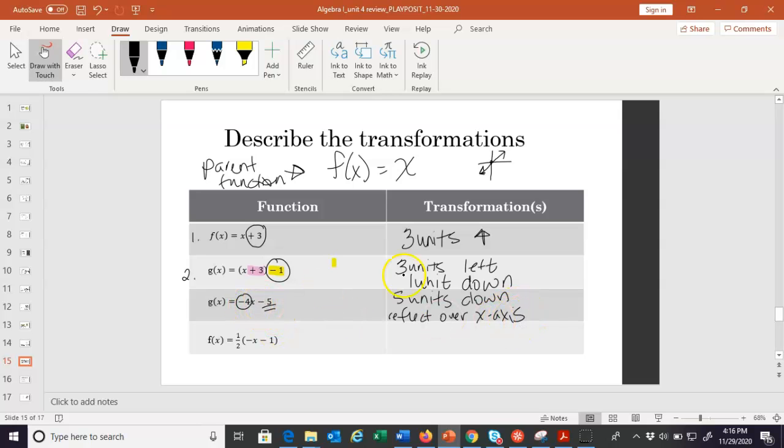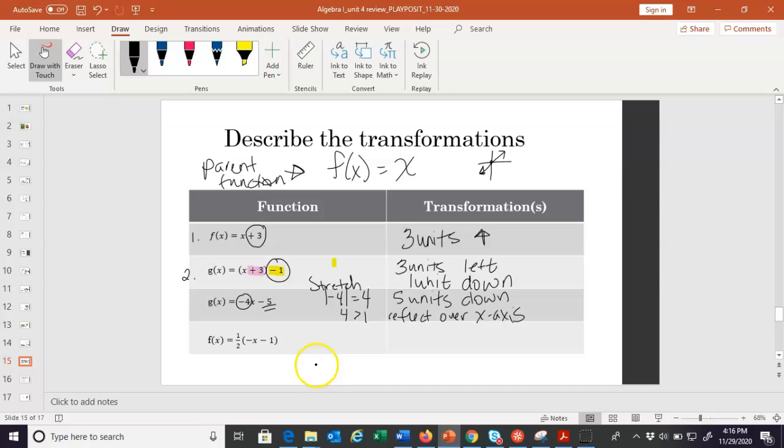And then the 4, that's that a value. It's not a fraction. So we would say the absolute value of negative 4 is 4, right? And 4 is bigger than 1. So we have a stretch.